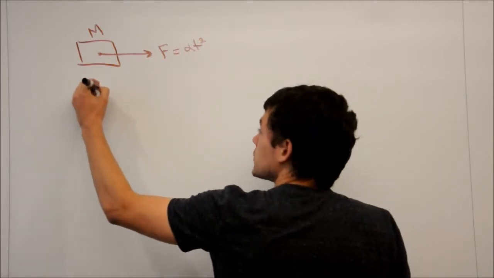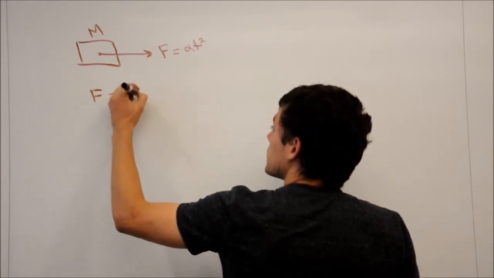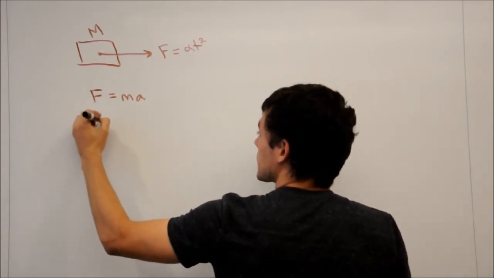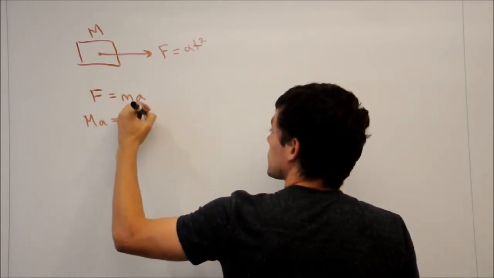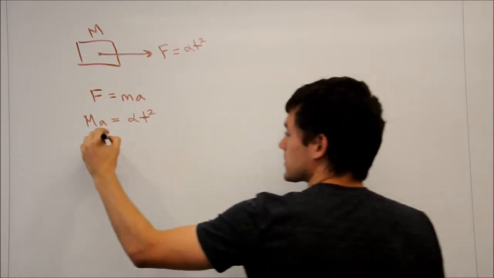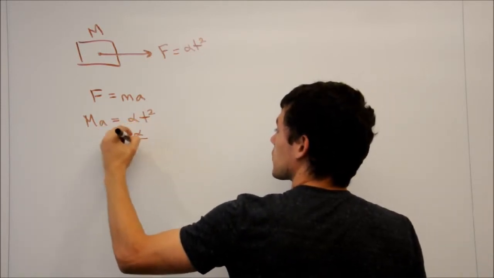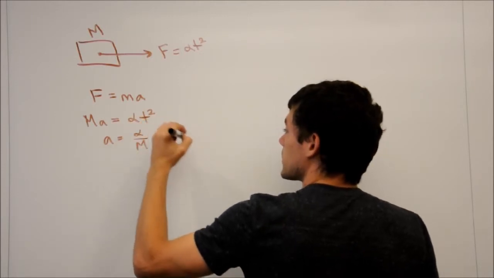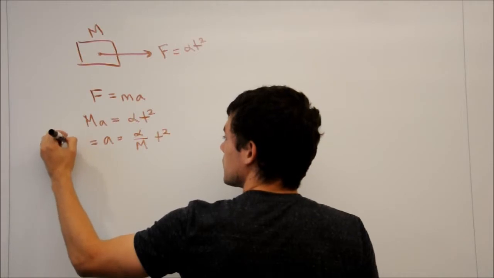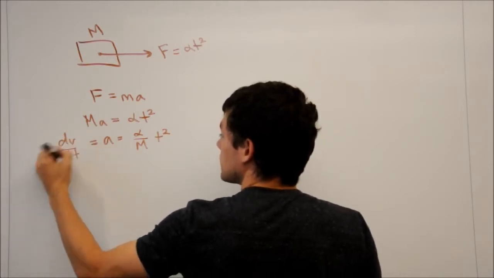So what we're going to do is use Newton's law, F equals ma, and apply that to this situation. So we get m times a equals alpha times t squared. And all we're going to do is pull this mass over to this side to get a equals alpha over m times t squared. And remember that a is just acceleration, which is the rate of change of velocity, dv dt.